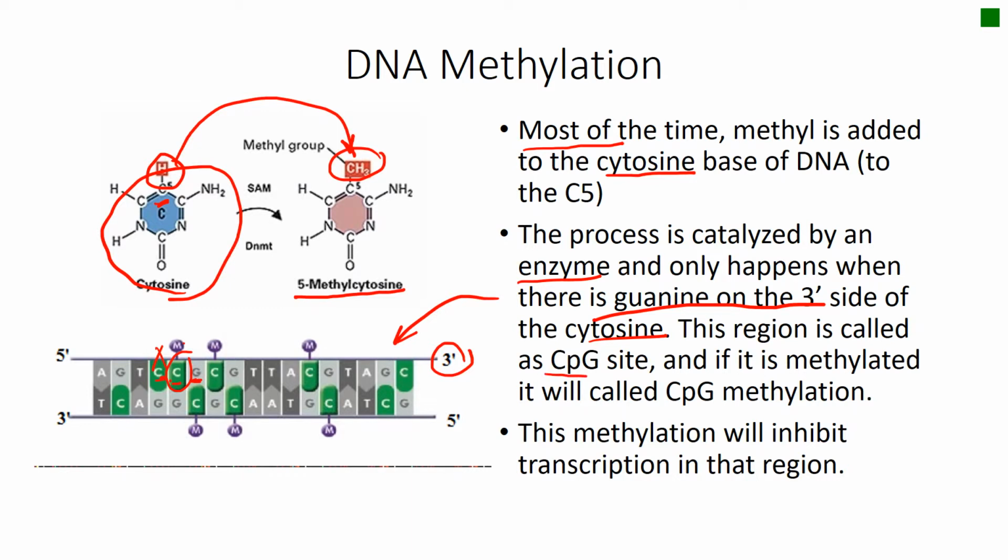Now this kind of condition, where the guanine is located on the 3' side of the C, is called CpG site, and if it is methylated, it's called CpG methylation. The effect of this methylation is similar to the histone methylation, which is that the gene located in that region will be inhibited from the transcription process.